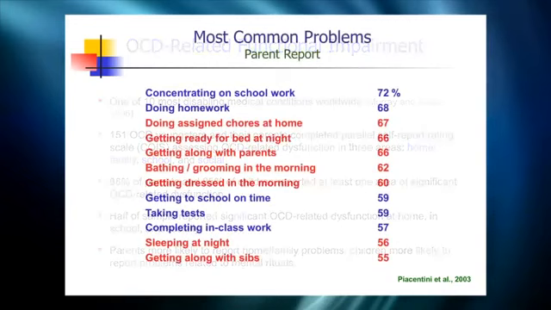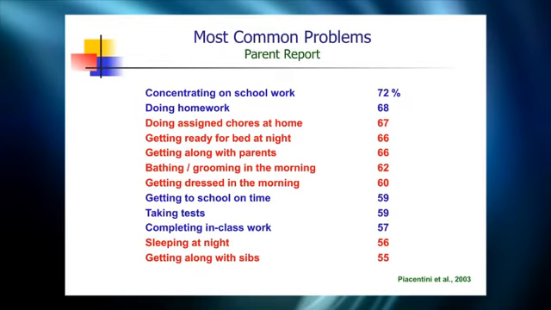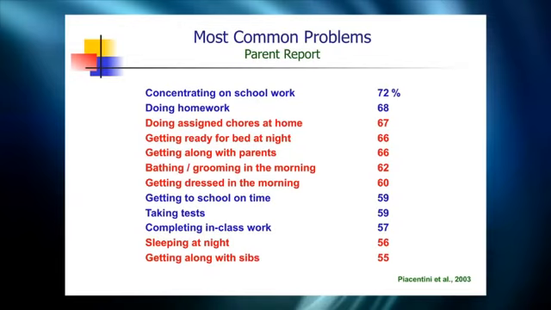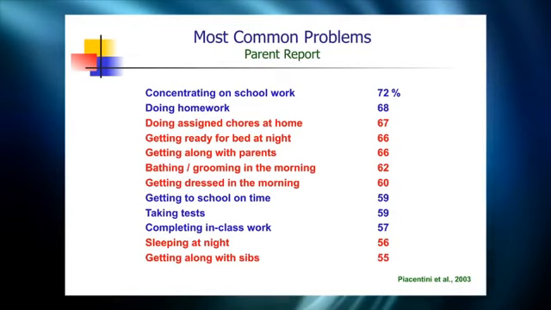From the parent report, here are the most commonly reported items. The way the scale is worded is, over the last week, how much has OCD interfered in each of these different areas? And these are the percents of parents reporting significant impairment. You can see that concentrating on schoolwork and doing homework were the two most commonly reported items. The items in red are home and family items. The items in blue are academic or school items. And you can see that it really cuts across some very major areas in terms of family functioning, getting along with parents and sibs, grooming, self-care behaviors, and school items.